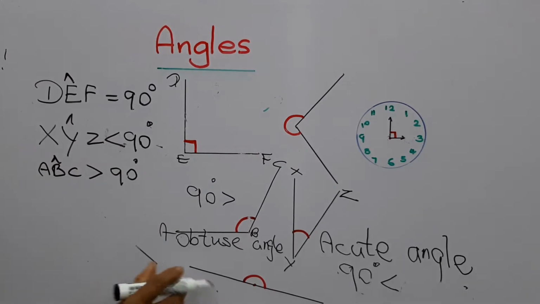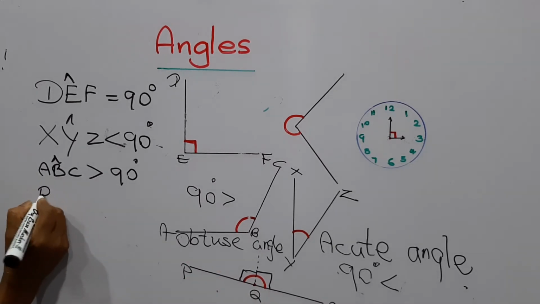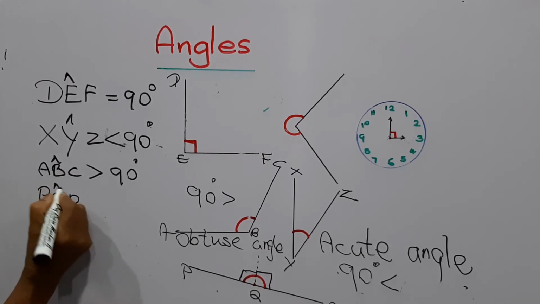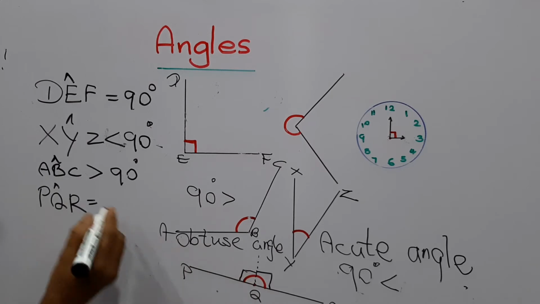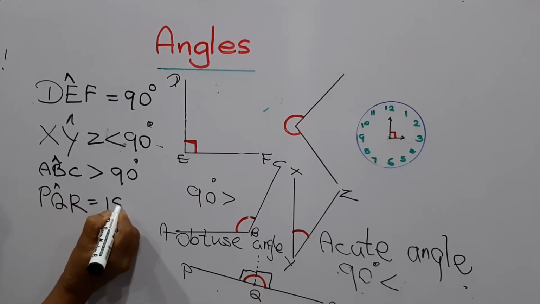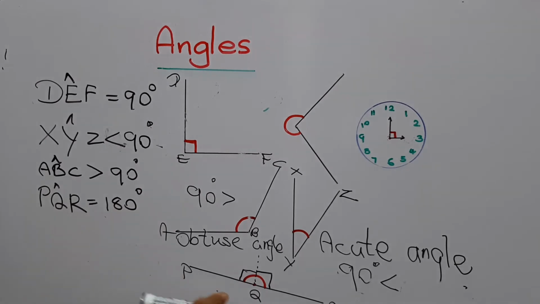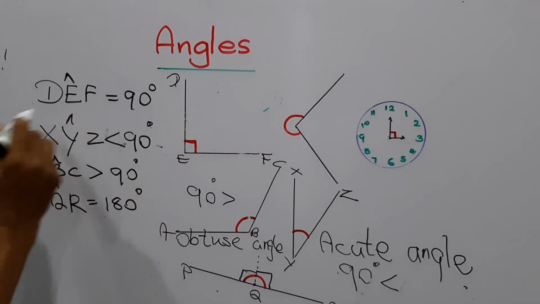Okay, when we move to this, we introduce this as a straight angle. There are two right angles here. That means 90 degrees plus 90 degrees makes 180 degrees, right? We'll name this PQR. PQR, that angle is 180 degrees.